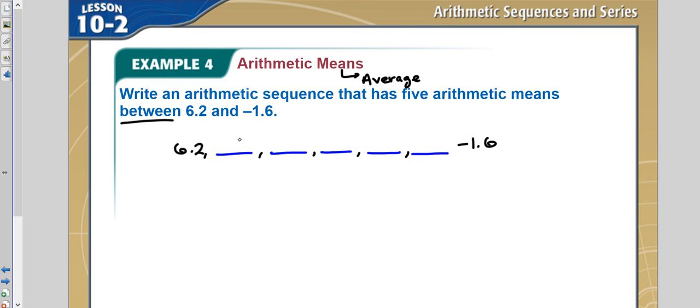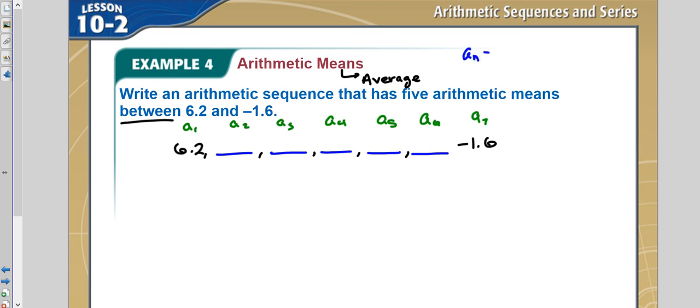So here's another way of thinking about this. There's going to be a common difference 1, 2, 3, 4, 5, 6 times. Another way of saying this is if this is a sub 1, this would be a sub 2, a sub 3, a sub 4, a sub 5, a sub 6, and a sub 7. Now to solve this problem, we're just going to use that same formula we already have.